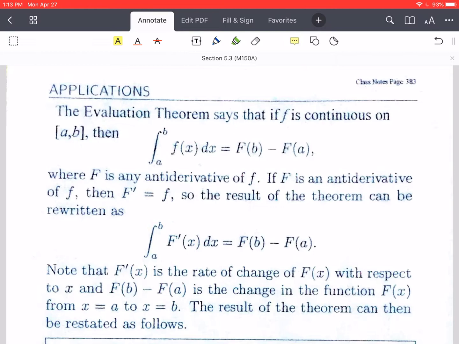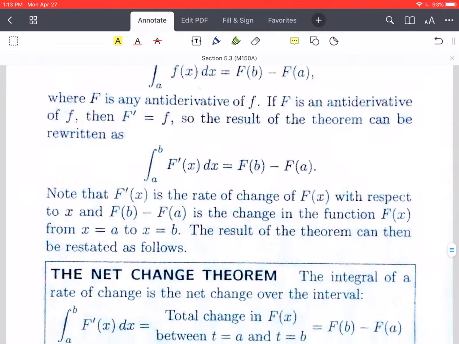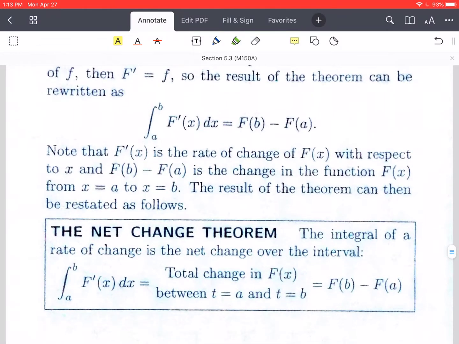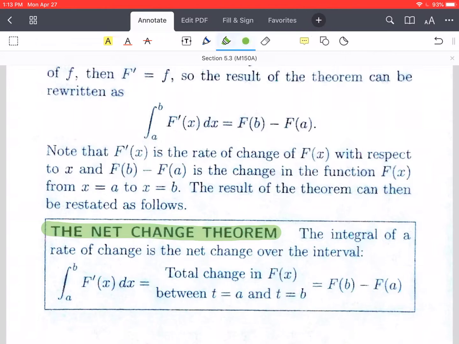So what we can do now that we can evaluate integrals directly is we can say, based on the net change theorem, the integral of a rate of change is the net change over the interval. Okay, so when we say net change, we're talking about total change in f between a and b, so that's f of b minus f of a.